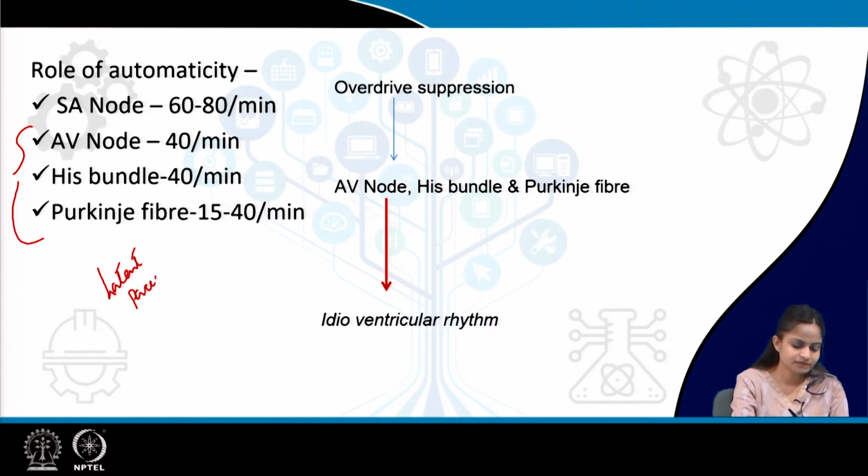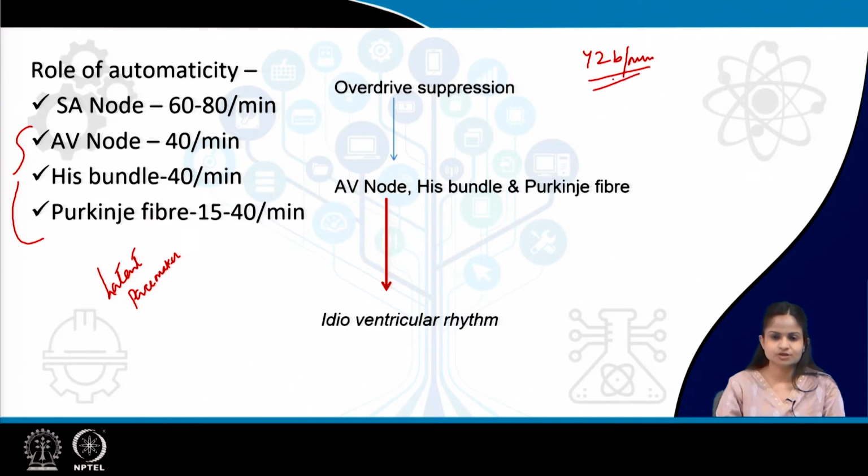Now, why is this all known as latent pacemakers, and why is the SA node the main pacemaker? Because the conduction in the SA node takes place in such a way, because of the presence of many P cells, that it generates 60 to 80 beats per minute. That is the rhythm of the heart. Generally, our average heart rate is 72 beats per minute, this we know. So, this is the average heart rate.